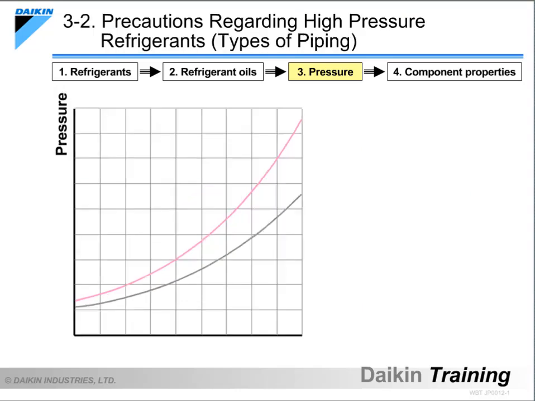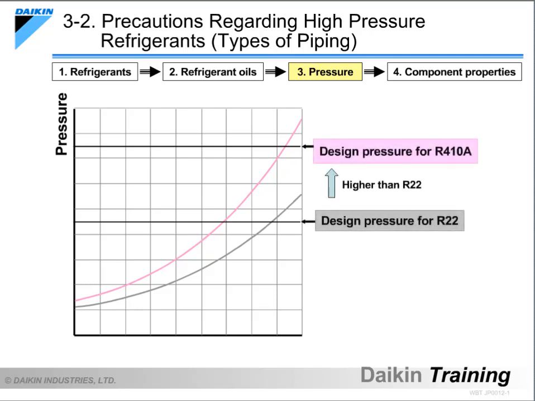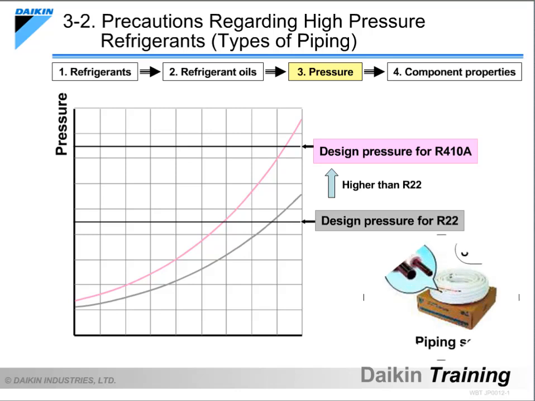Let's learn about the required strength of the piping that connects the indoor and outdoor units of R410A air conditioners. Since the design pressure for R410A is higher than that for R22, prepare copper pipes based on the design pressure of air conditioners to be used that meet the respective national specifications.